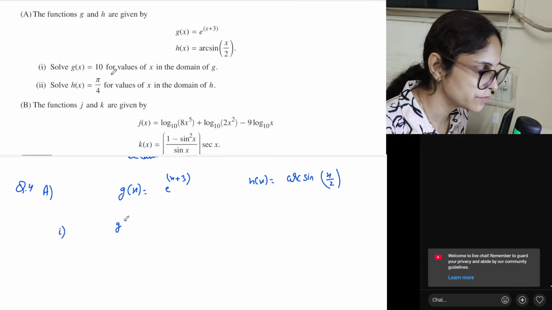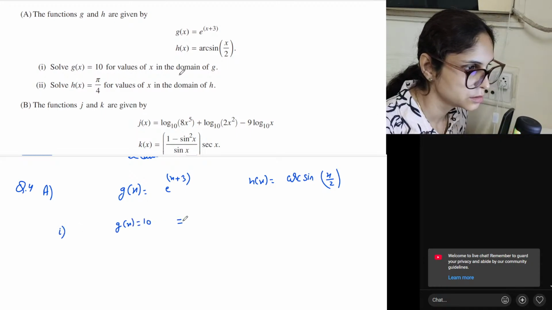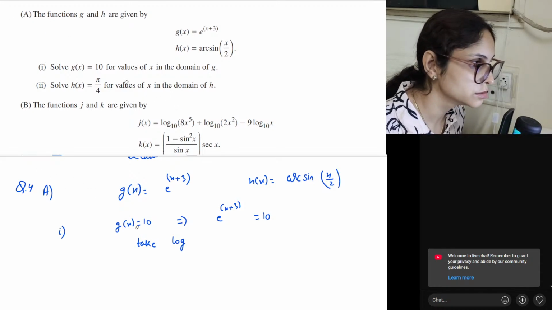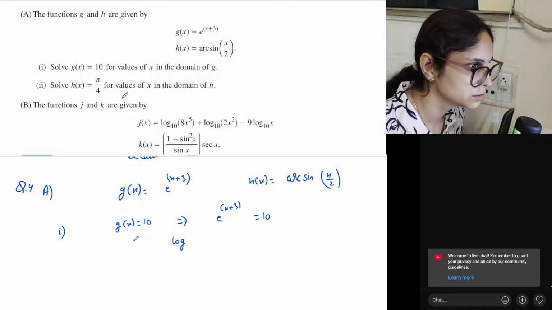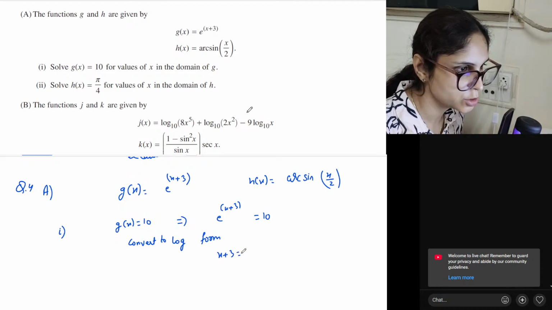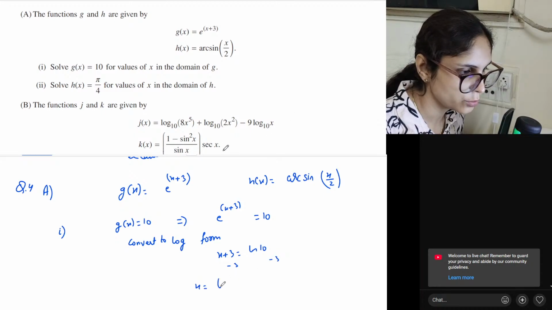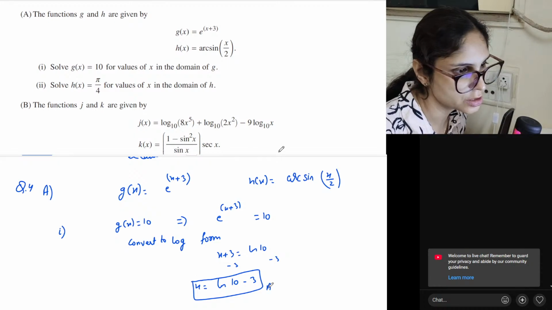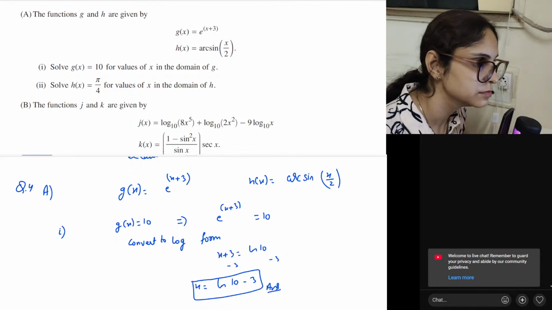So first part, g of x is equal to 10. That means e to the power x plus 3 is equal to 10. Now you can take log on both sides or convert it into log form. It would be x plus 3 is equal to ln 10. Subtract 3 from both sides, x is going to be ln 10 minus 3. You cannot get the value of ln 10 directly, so this is our solution and this is our answer.